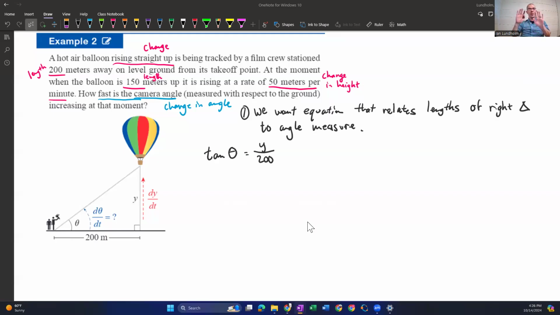Right now, notice we don't have any rates of change yet. We'll get that when we take the derivative. But this should just be an equation that stands on its own and relates important quantities together. So the tangent of that angle theta is equal to opposite over adjacent. That's looking good as a start.